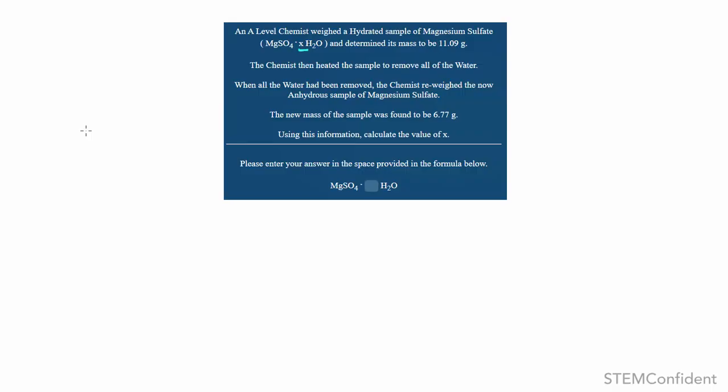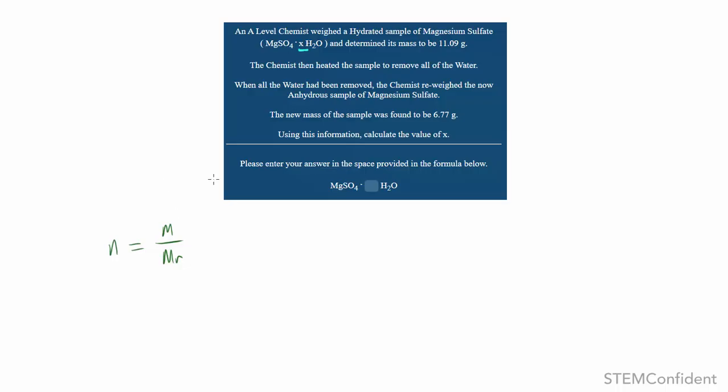Now, if you want to figure out the value of x, what we want to be able to do is compare the number of moles of the H2O and the number of moles of MgSO₄, right? And given the data that we've been given are primarily masses, we would need to use the equation that the number of moles n is equal to the mass divided by the molar mass Mr, right?